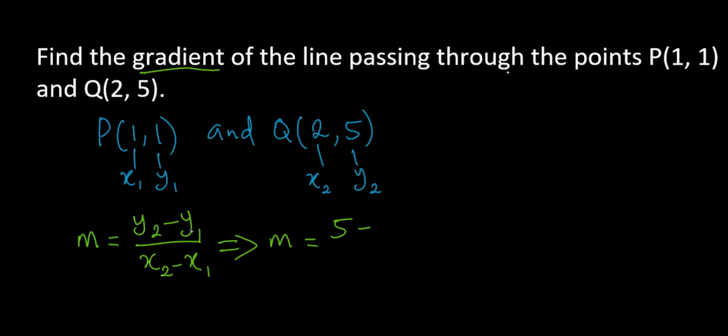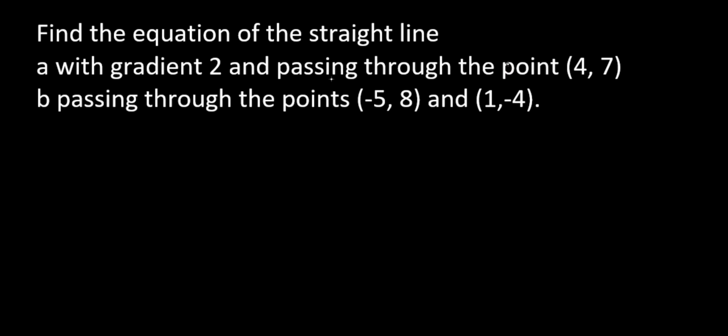y2 is 5 minus y1, which is 1, over x2, which is 2, minus 1. So the slope m is equal to 4 over 1. We have the slope m equal to 4. Okay, so that's our slope. Now let's use that one.